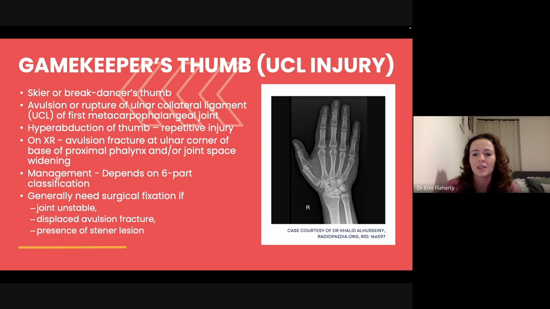The management of these is actually a 6-part classification, which I don't think you need to learn for your exam. So look it up in your own time if you're interested. But generally, they'll need surgical fixation if the joint is unstable, if there's a displaced avulsion fracture like this one, or the presence of a Stener lesion, which is a kind of volar plate cum UCL injury within the tendon sheath itself that will need operative management to get rid of.